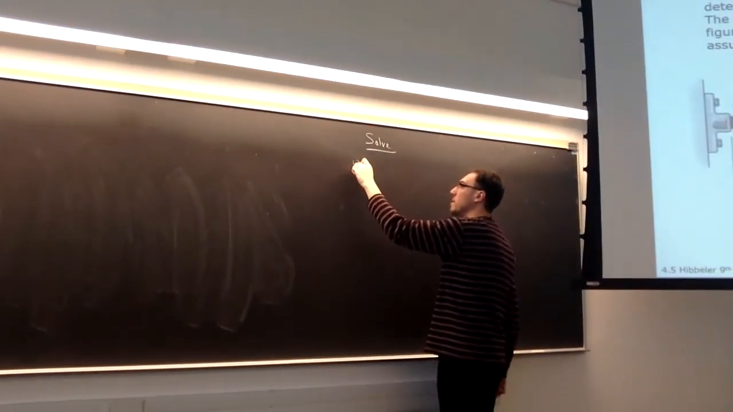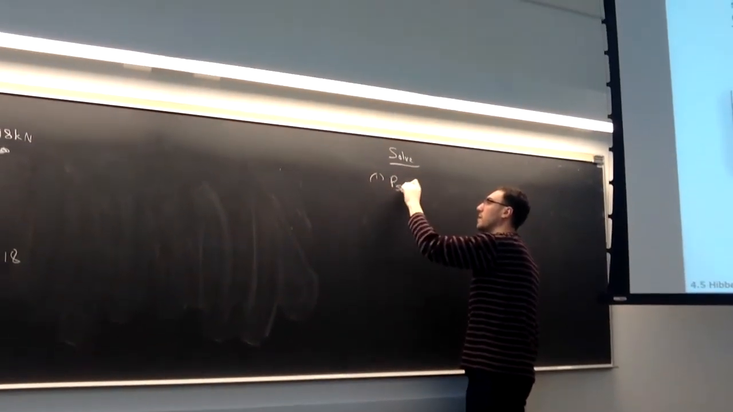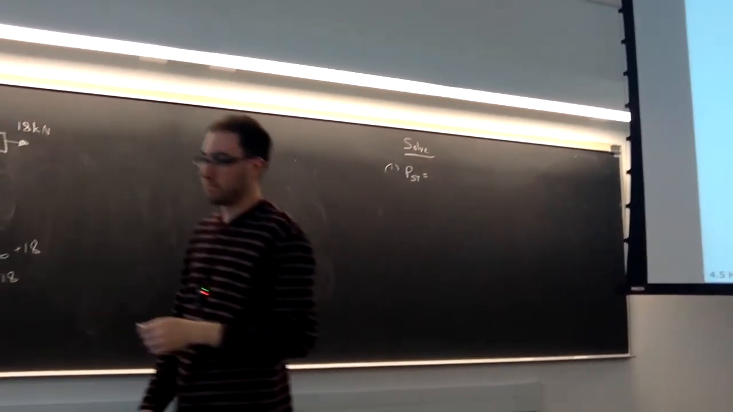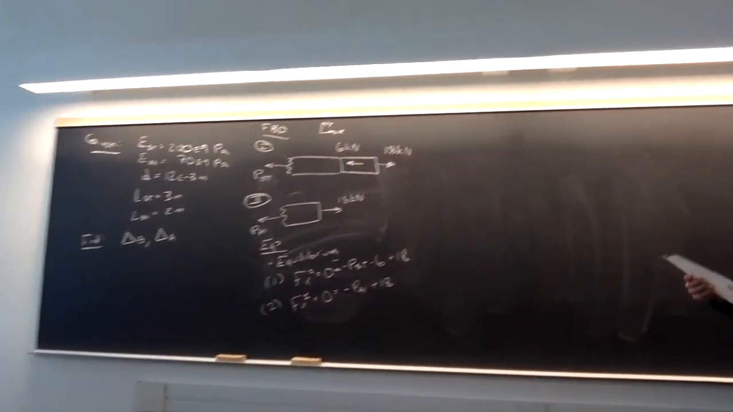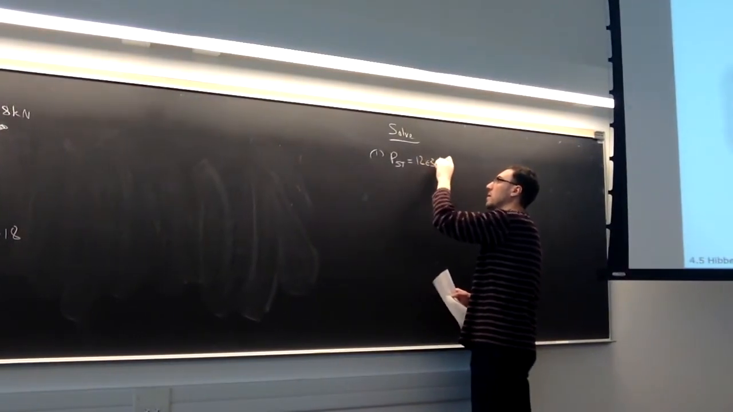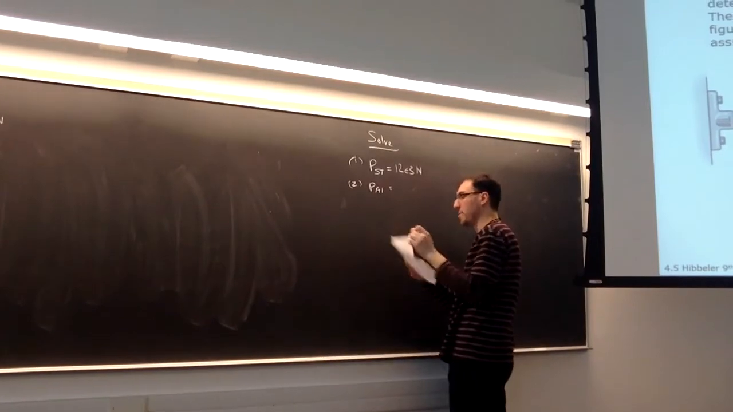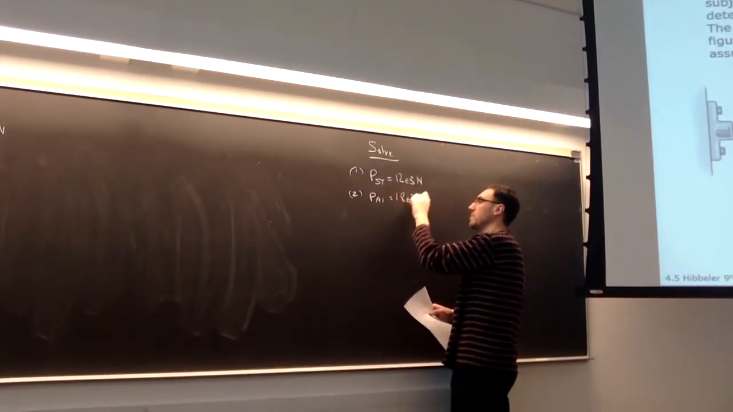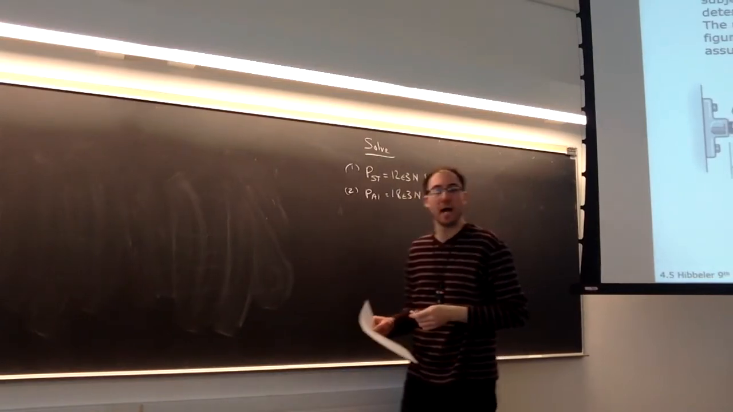So while I'm here, I'll solve for these values since I can. The internal load in the steel is 12 kilonewtons, or 12,000 newtons. And in the aluminum, 18,000 newtons. And these are both tensile.